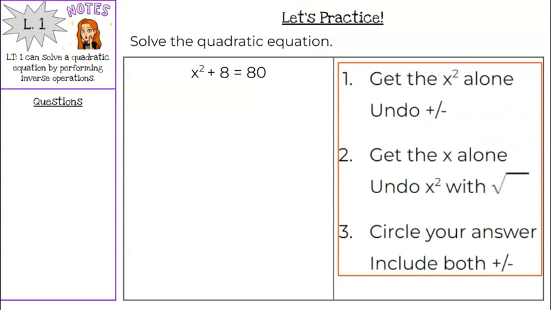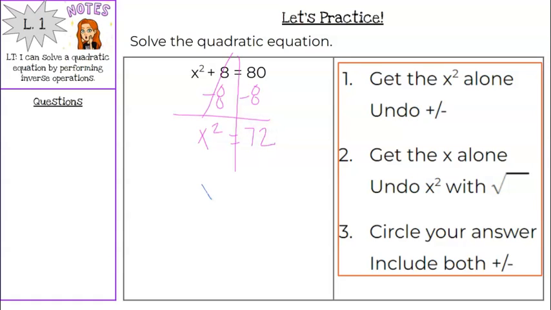We have x squared plus 8 equals 80. So first step is to get the x squared alone. So we're going to undo that plus 8 with the opposite, which is minus 8 on both sides. We get x squared equals 80, take away 8 is 72.